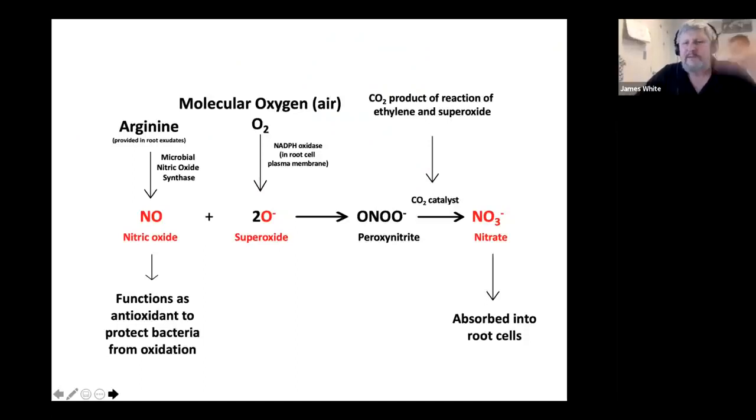There's another reaction that's important, and it happens to be this reaction here. In this reaction, the microbe secretes an antioxidant, and that antioxidant is nitric oxide. It's a potent antioxidant, and in order to protect itself, the microbe secretes this nitric oxide, and it will combine with superoxide and will form nitrate. And that nitrate can then be absorbed using nitrate transporters.